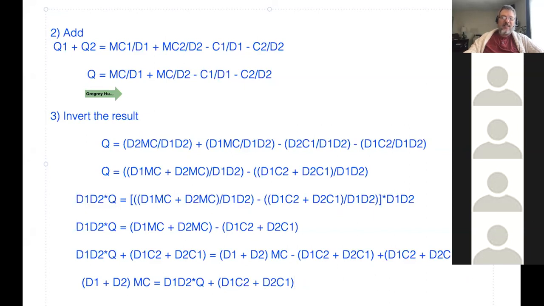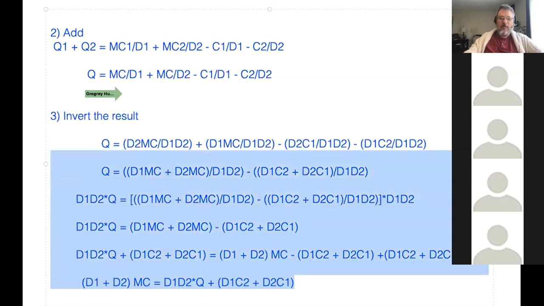And then you guys can see the last step is going to be to multiply or divide, however you want to say it, by 1 over D1 plus D2. So I'm going to take all this stuff here, copy it and move to the next whiteboard.